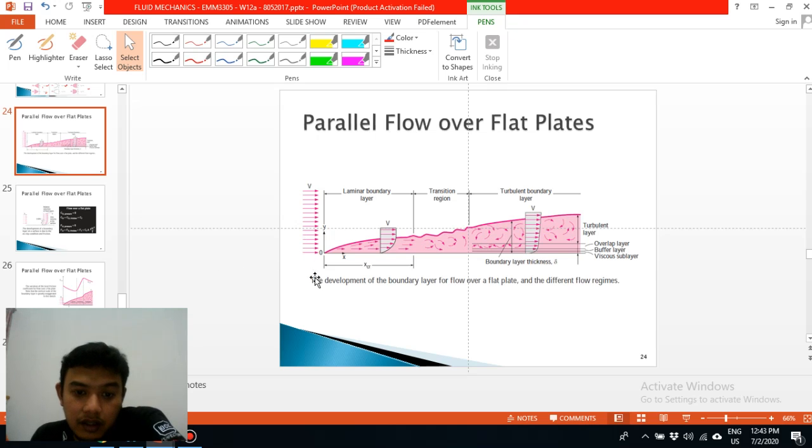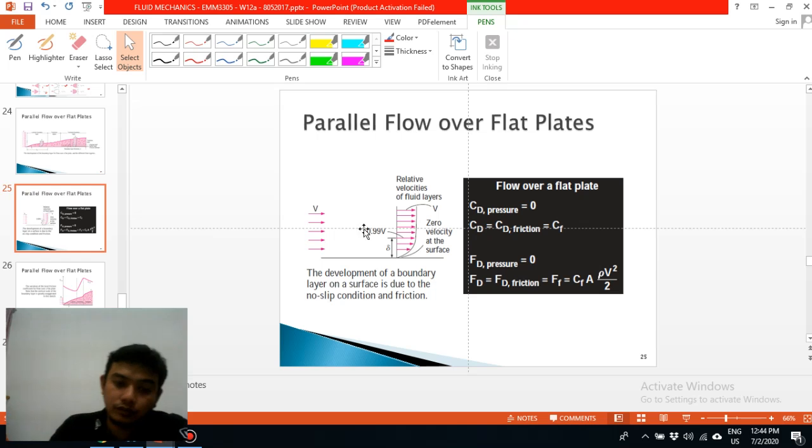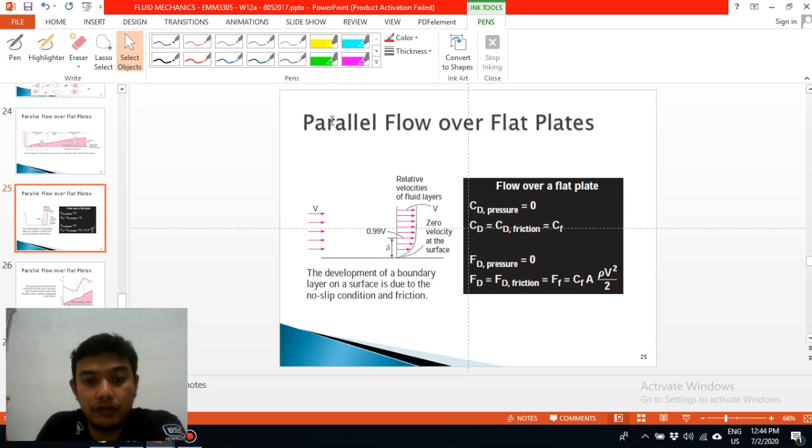Okay, this is the development of the boundary layer, flow over a flat plate with different flow regimes. So the first is, for example, laminar. In this laminar flow, the boundary layer is smaller, and towards the turbulent, the boundary layer will be increased due to the turbulent layer overlap of the buffer. Okay, the development of the boundary layer on the surface is due to the no-slip condition of the friction.